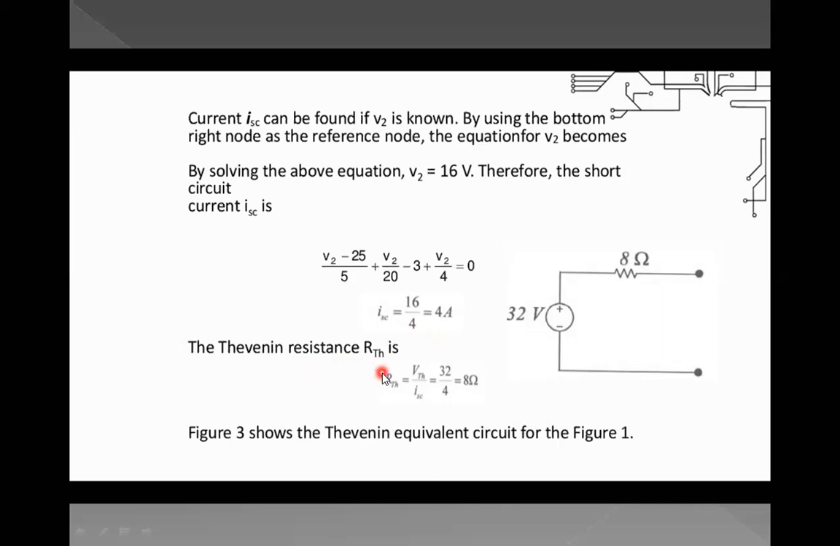So what is Thevenin's resistance? ZTH should be equal to VTH, the open circuit voltage, divided by the short circuit current. So this is 32 divided by 4. You get 8 ohms. And this is nothing but Thevenin's equivalent circuit. So this is how we can find it, applying the superposition theorem to a linear network. Now the next is called Norton's theorem.